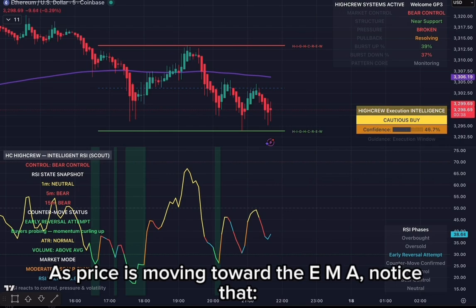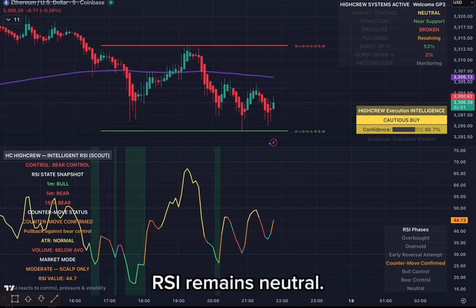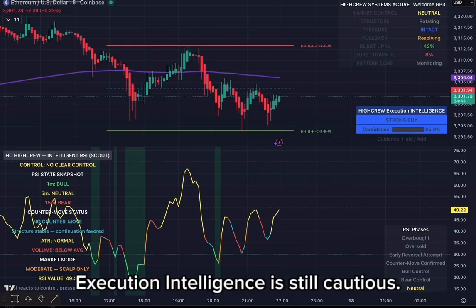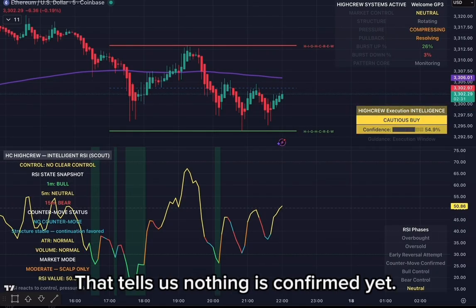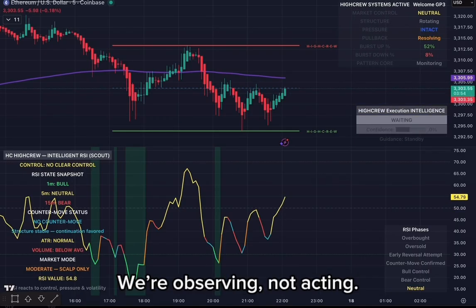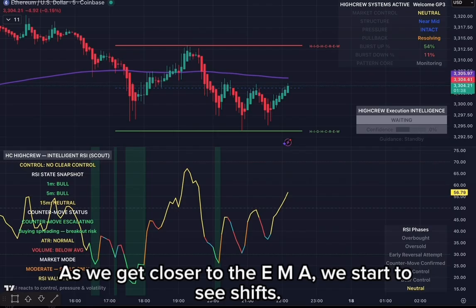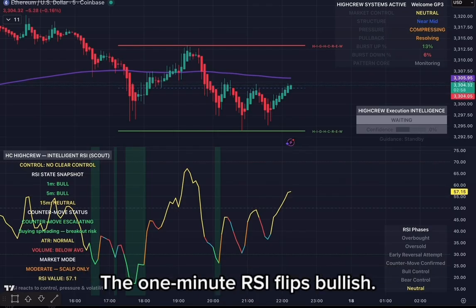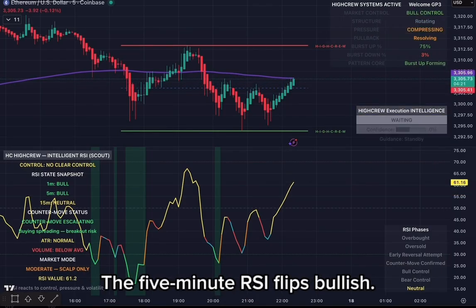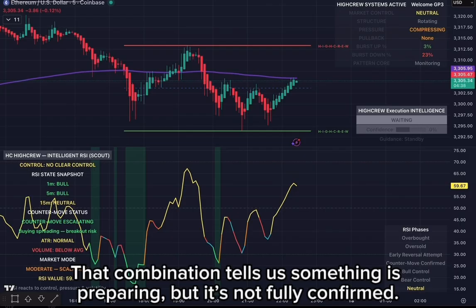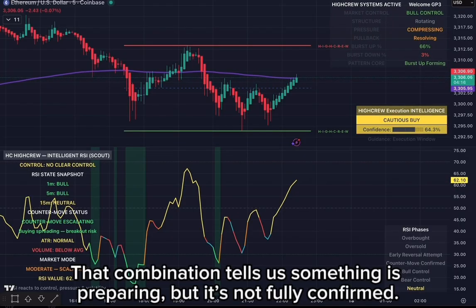As price is moving toward the EMA, notice that RSI remains neutral. Nexus remains neutral. Execution Intelligence is still cautious. That tells us nothing is confirmed yet. We're observing, not acting. As we get closer to the EMA, we start to see shifts. The 1 minute RSI flips bullish. The 5 minute RSI flips bullish. The 15-minute RSI remains neutral. That combination tells us something is preparing, but it's not fully confirmed.